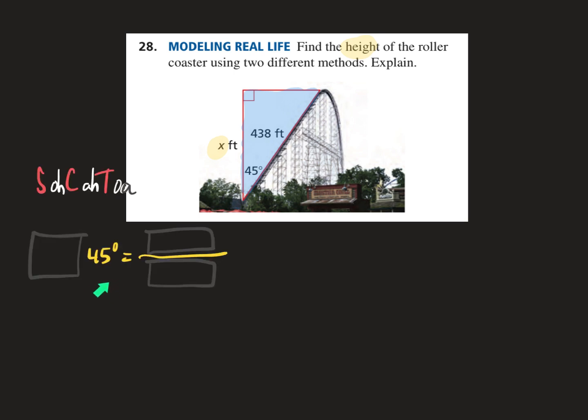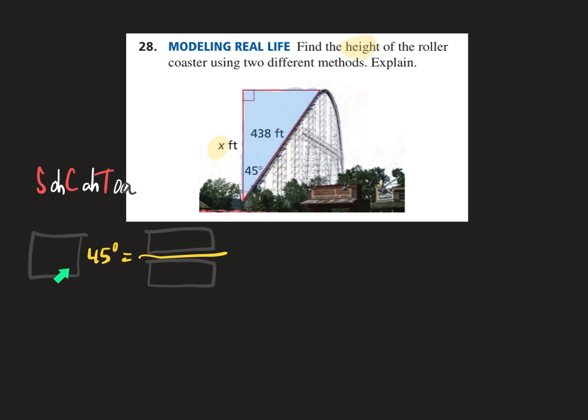So in this problem, the height of the roller coaster is x. And we have ourselves a right triangle in which we can use SOHCAHTOA, right triangle trigonometry. So when we use trig ratios, we need to decide three things. Are we using a sine ratio of 45 degrees for this triangle, or a cosine ratio, or a tangent ratio?